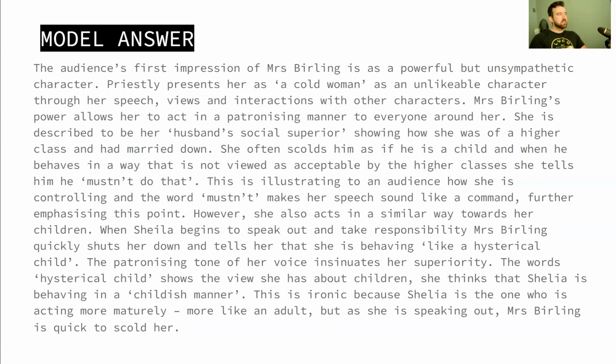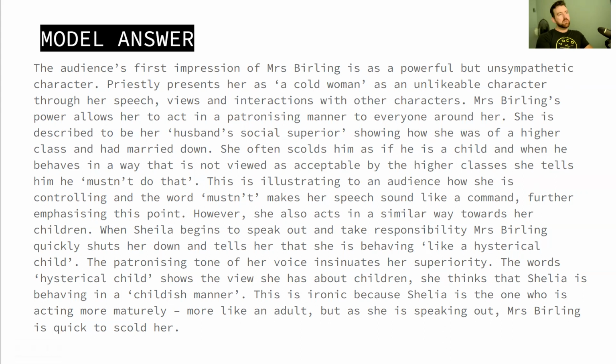And then finally, he mustn't do that. Well, the word mustn't makes her speech sound like a command. That's true, but skip all that. It's called an imperative sentence, right? Imperative sentence, because she is literally commanding him. So you don't have to say it's the word mustn't that makes it happen. Mustn't do that is an imperative sentence, which shows she's literally commanding him and commanding her children. You could add in here a quick quote of how she controls or manipulates them, like, Sheila, I don't know what's gone into you, or whatever. But there's already 3 quotes in this paragraph, so I don't think we need more quotes necessarily.